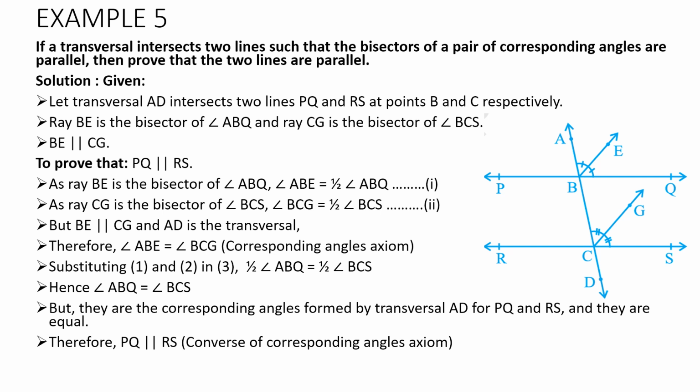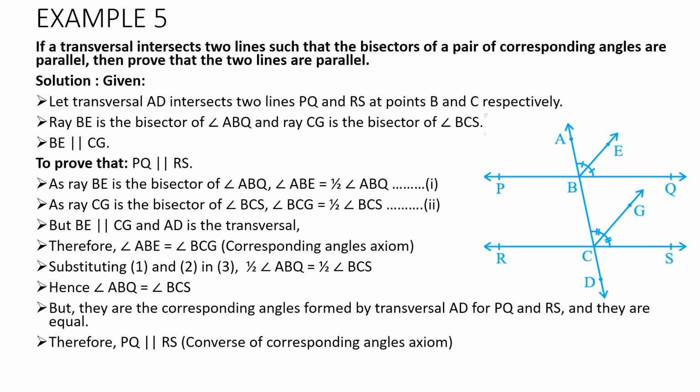Second thing is, you have ray BE, which is the bisector of angle ABQ, and ray CG, which is the bisector of angle BCS. Also, it is given that these bisectors are parallel, meaning BE is parallel to CG. What you need to prove is that the two given lines PQ and RS are parallel to each other.